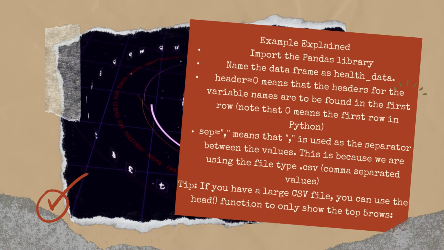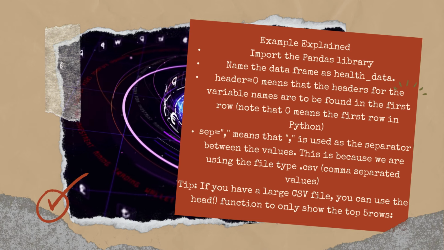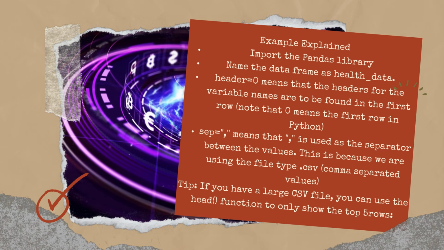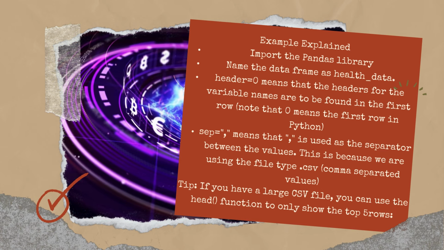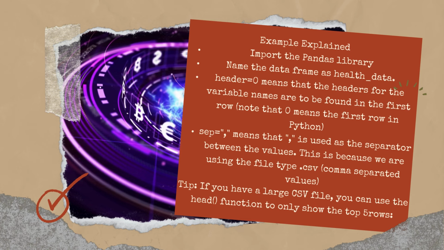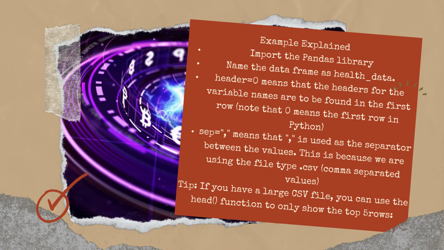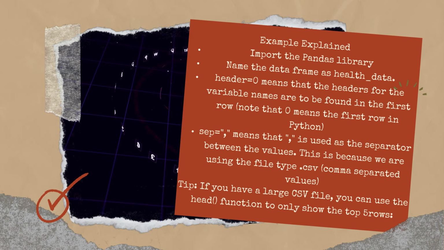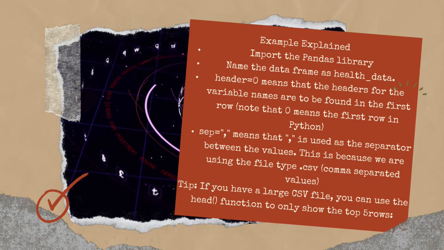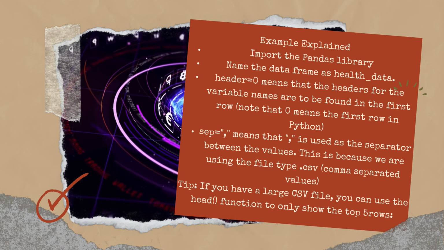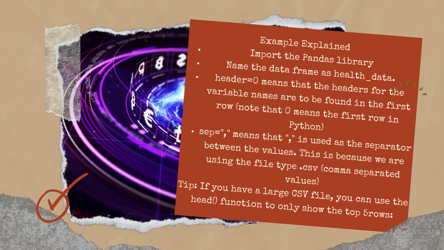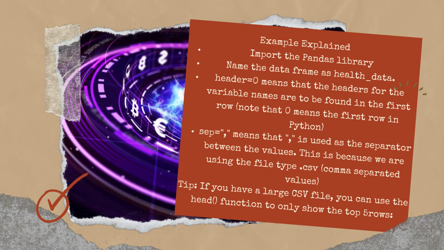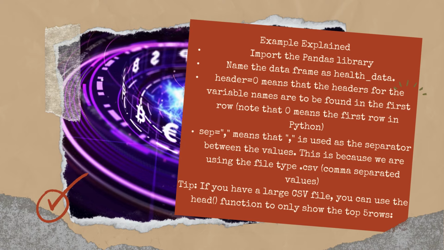Example explained: import the pandas library. Name the data frame as health_data. header=0 means that the headers for the variable names are to be found in the first row. Note that 0 means the first row in Python. sep="," means that a comma is used as the separator between the values. This is because we are using the file type CSV, comma-separated values. Tip: if you have a large CSV file, you can use the head function to only show the top 5 rows.